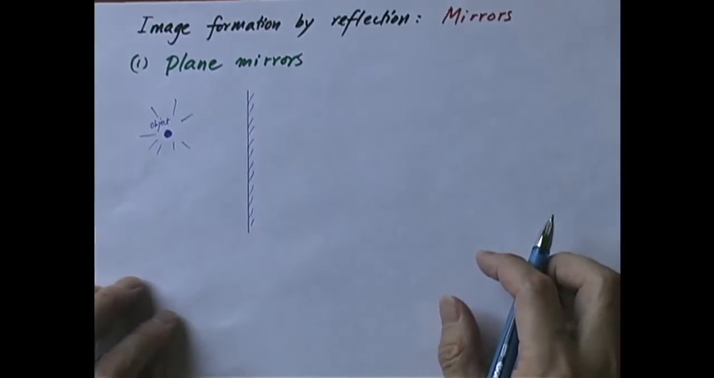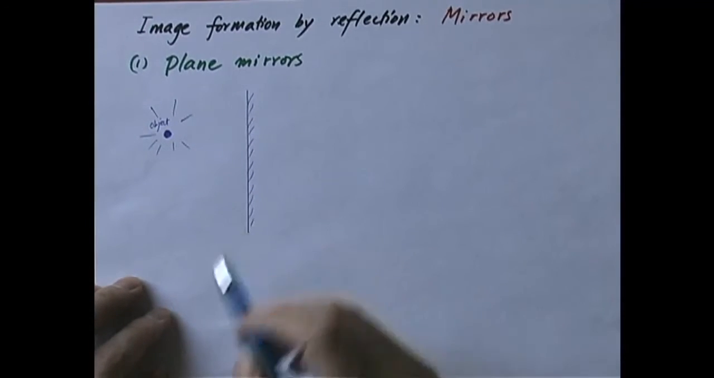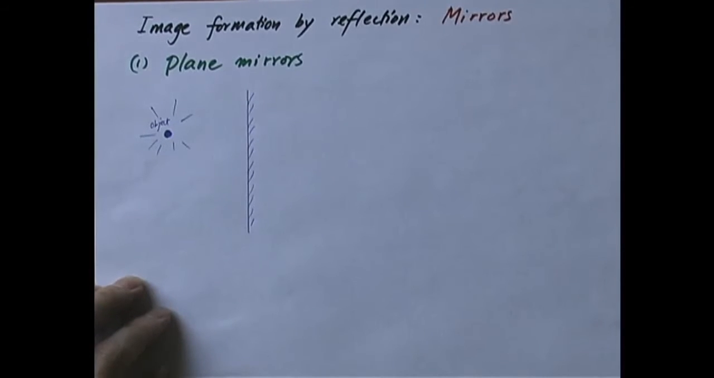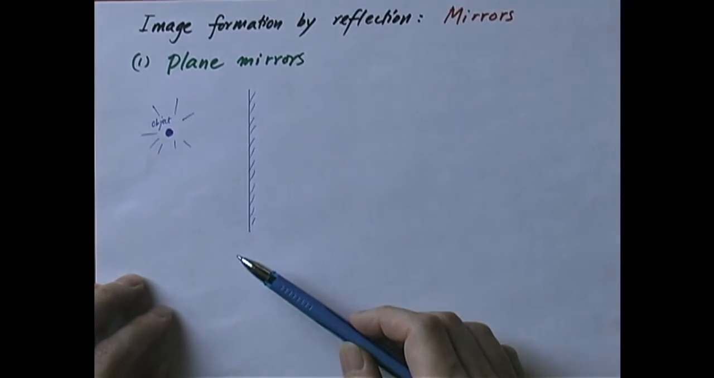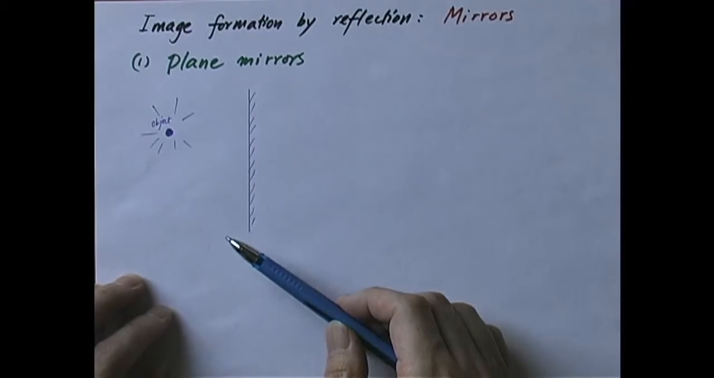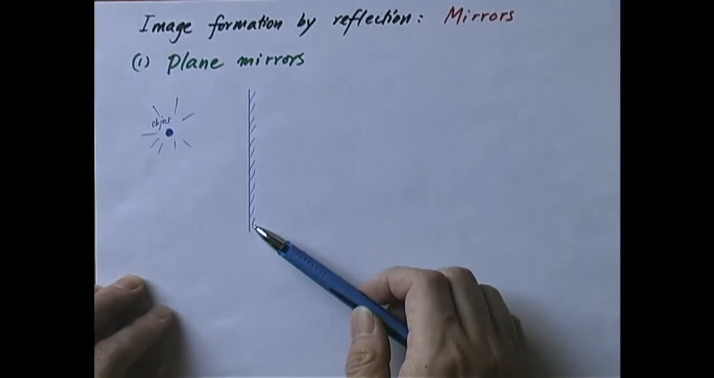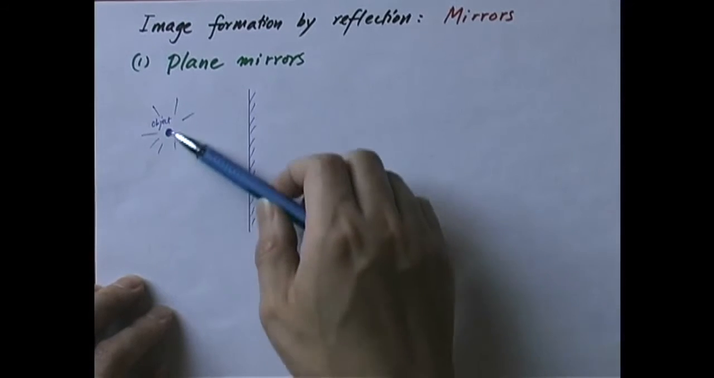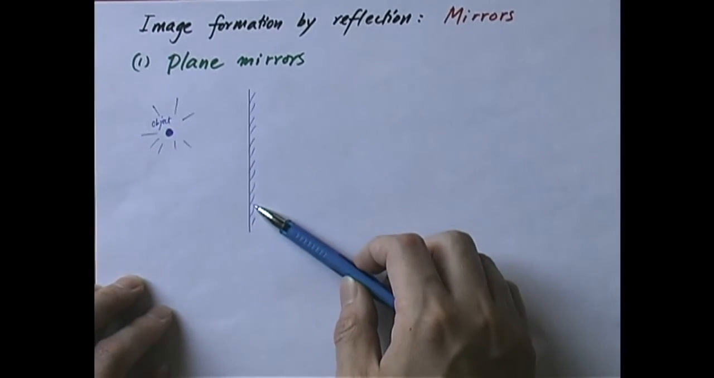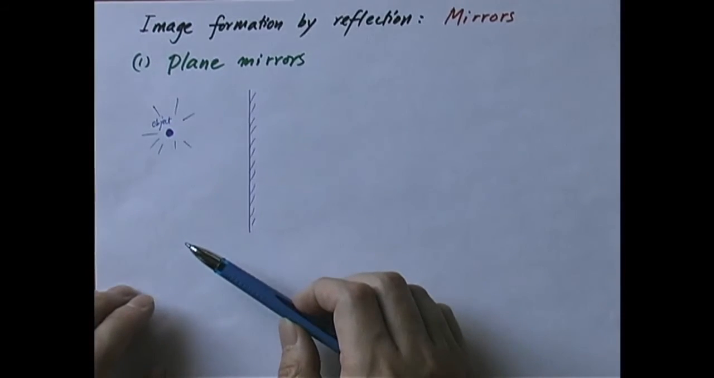What I want to know is what kind of image is formed by this plane mirror. Instead of drawing the behavior of all these light rays, we only need to draw two such light rays. Because if these two light rays, after getting reflected by the mirror, converge at some point, then in order to form a clear image, all these other light rays, after getting reflected, must converge at the same point. This is how you form a clear image.